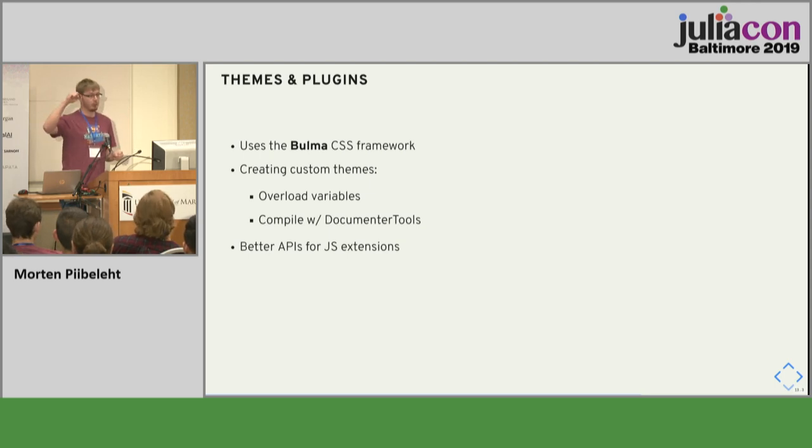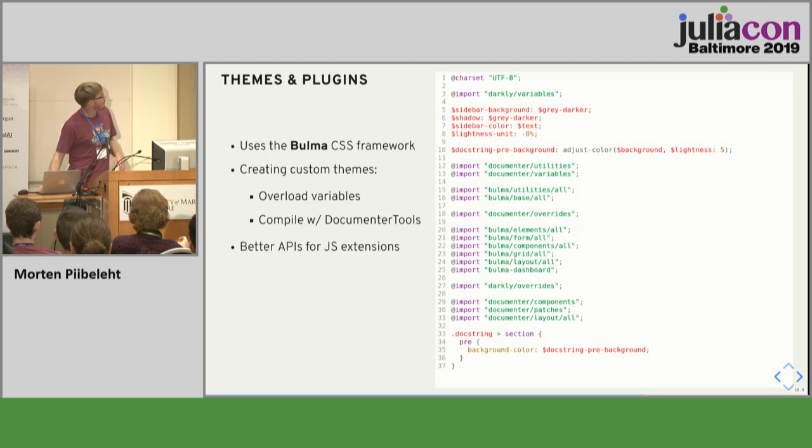Hopefully that process will be easier, because instead of having to write your own CSS, for simpler things you can just override a couple of variables, like what the background color of the sidebar is or something like that. I can show you. So you can overload just a couple of variables, and it will compile a theme and ship it with your manual, and it will look the way you want. It should make it easier to maintain that theme for you.